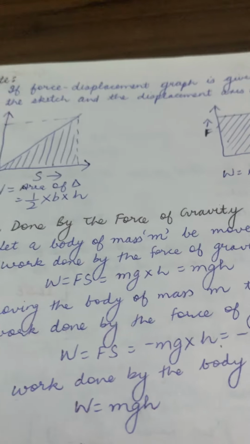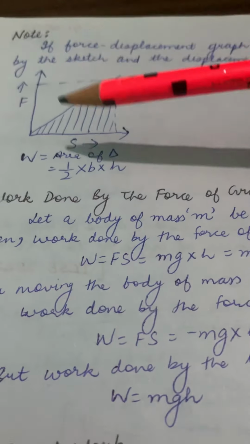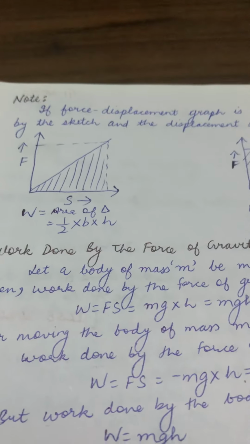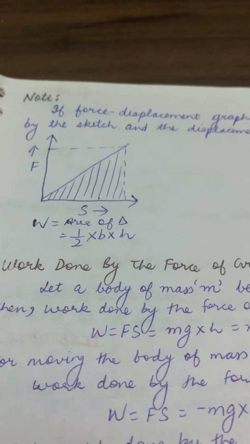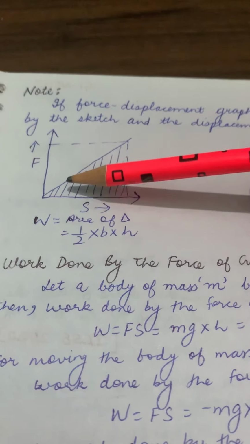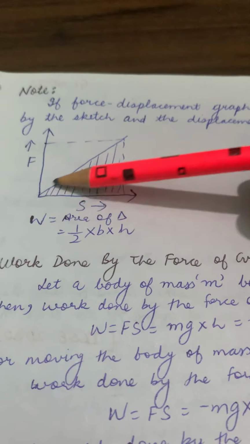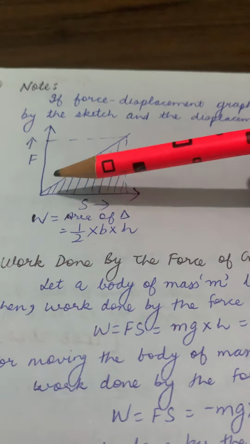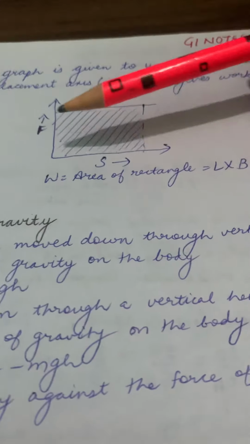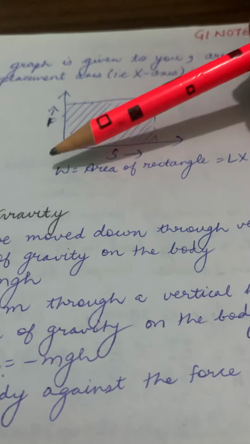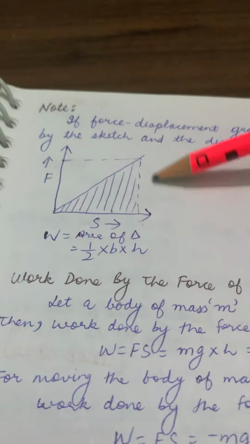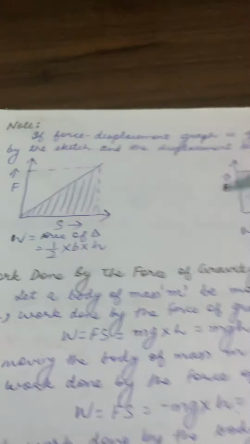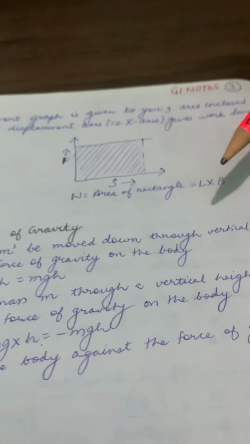Then is your note. Remember beta, if any time force and displacement graph is given to you and you are asked to find its work done, then what you have to do is you have to find the area under the curve. Area under the curve means area under the curve and the x-axis. This area. Suppose the graph is like this, then again area under the curve and the x-axis means this area. This is your triangle, so area of triangle comes out to be half into base into height, this height. And here it is a rectangle, so area of rectangle will be length into breadth.